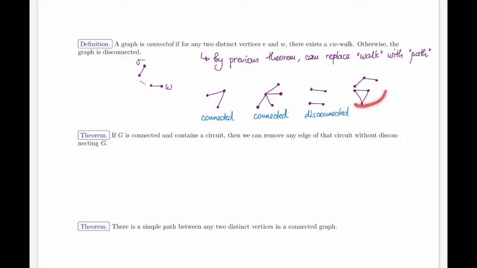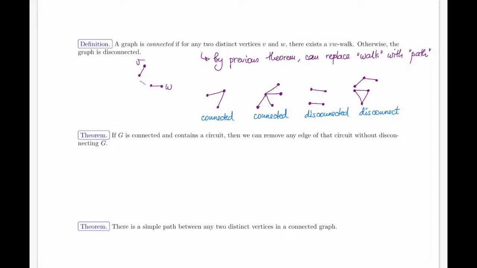Same with this graph. I cannot get from a vertex in this portion to the vertex in this portion, no matter how hard I try. So in fact, not only is this disconnected, we also have another word to describe this. We call these separate pieces components of the graph. Within each component, the subgraph that is the component is connected, but the two pieces together are disconnected.